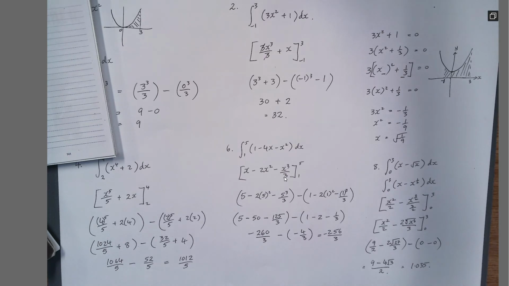Now, x to the power of 3 over 2. So why is x to the power of 3 over 2 the square root of x cubed? You write down the x cubed, and then the square root of x cubed. Yeah?